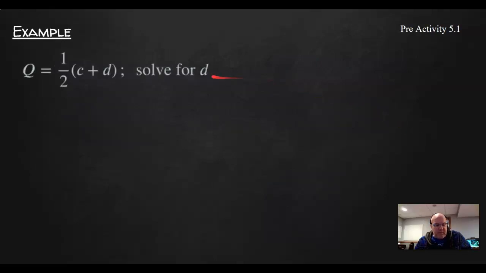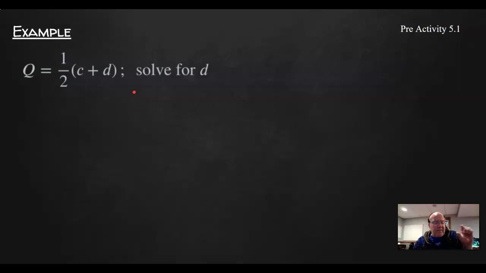One more example. Here I have a formula. I have no idea what this formula represents, but I see that I have 3 variables: a Q, a C, and a D. The idea is to get this D by itself. We have a couple different options here when we're solving for D. One option is we could distribute the 1/2 through and get 1/2 C plus 1/2 D. That would be perfectly okay.